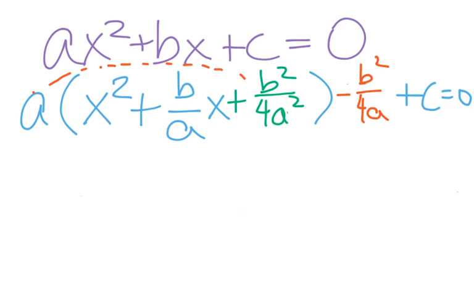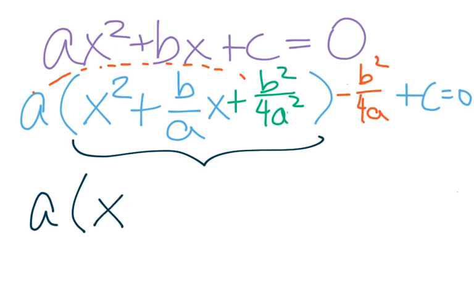Okay, the next thing that I'm going to do is put my perfect square trinomial in factored form. So I'll have the a, which is just tagging along for right now. The square root of x squared is x, and the square root of b squared over 4a squared is b over 2a. And because this is a plus sign, I'm going to have a plus sign, and that's how you factor the perfect square trinomial.